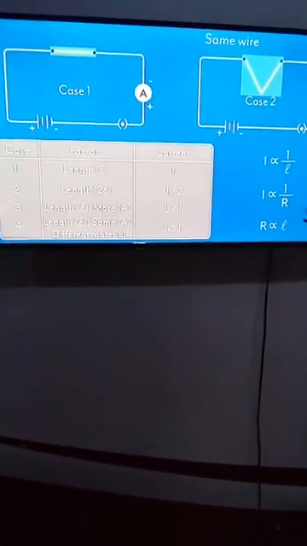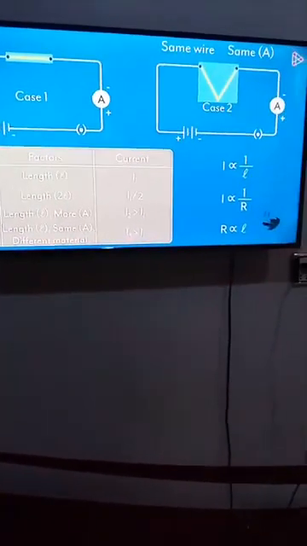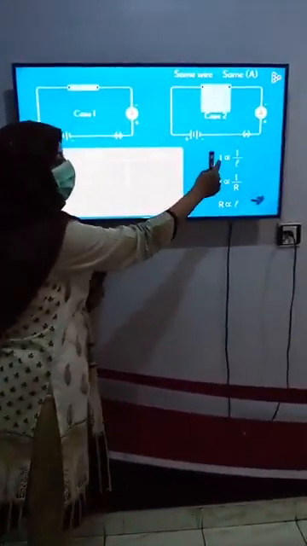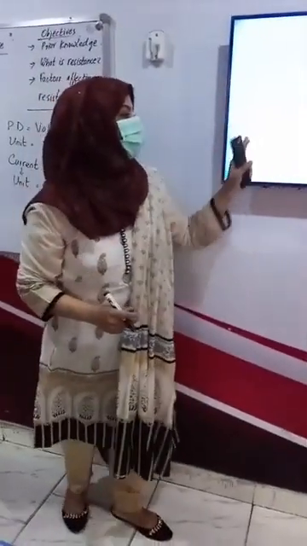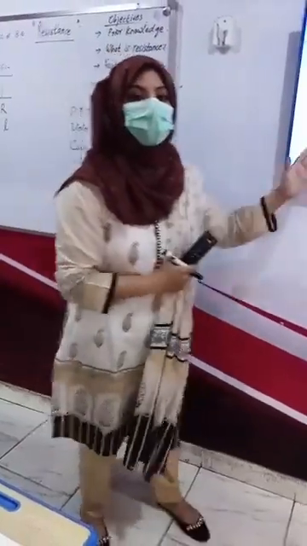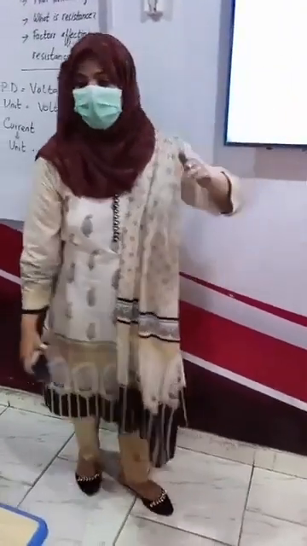It will be the same wire with the same cross-sectional area, and other factors like temperature will also be constant. Okay, now you can see here, after performing this experiment, what result are they getting? The first thing is that the current I is inversely proportional to the length. As we see in case 1 and case 2, we increase the length of the wire. When the length of the wire is increasing, the resistance is also increasing. When the resistance is getting more, the current flow will be less. So that's why we are saying the current is inversely proportional to the length.